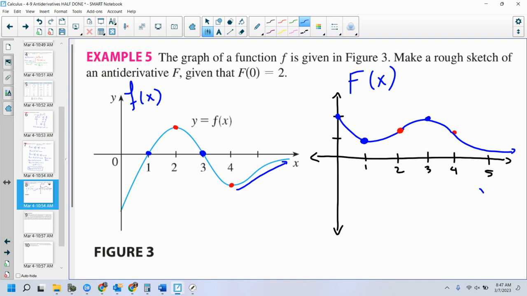Okay? So the same rules apply between functions and their derivatives, right? Basically what I'm saying is, if you take the derivative of capital F, what do you get? Lowercase f, right? If you take the derivative of an antiderivative, you get back the original function. It's like an inverse.